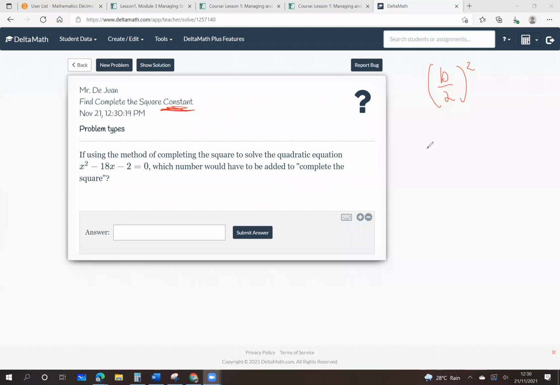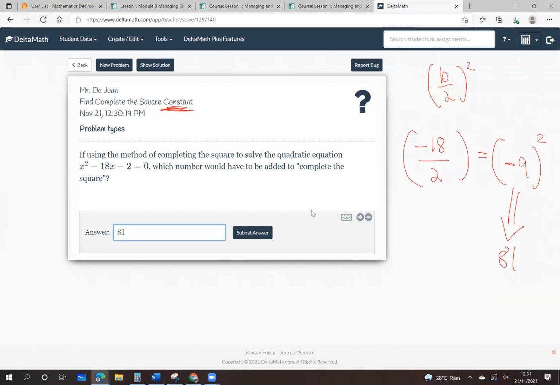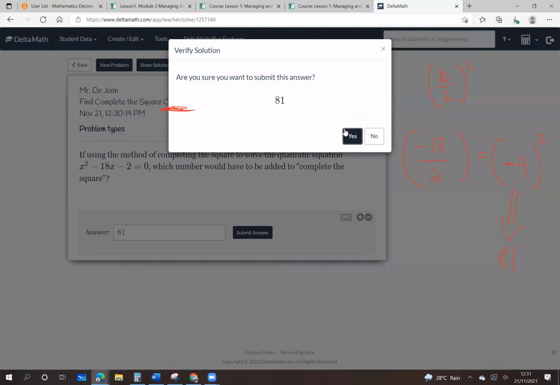So let's write it down. What do we have? Negative 18 divided by 2. Now we can do the multiplication, sure, but negative 18 divided by 2 is going to give us negative 9, meaning it's negative 9 squared, which is 81. So what are we going to add to both sides? 81. Okay, and there we have it.